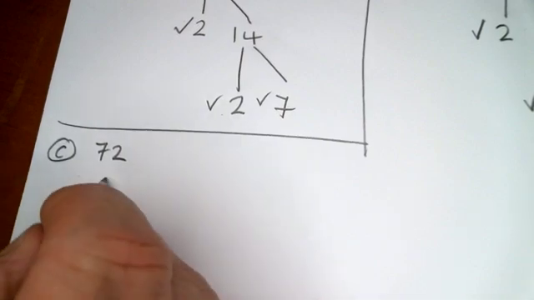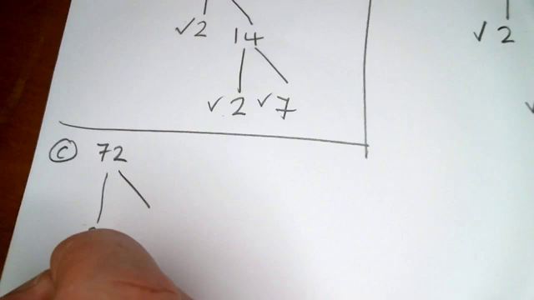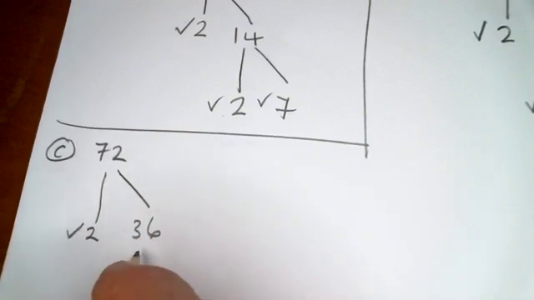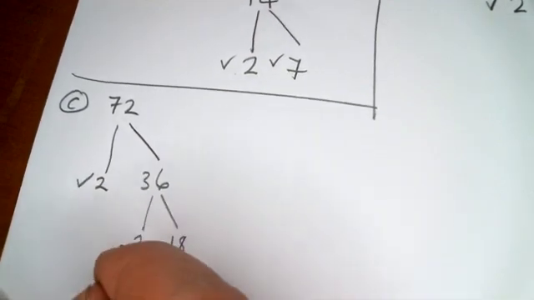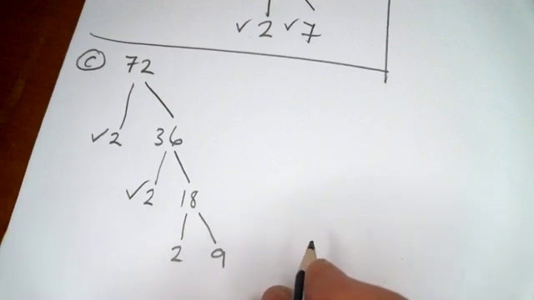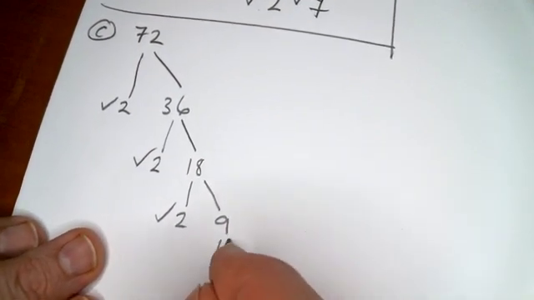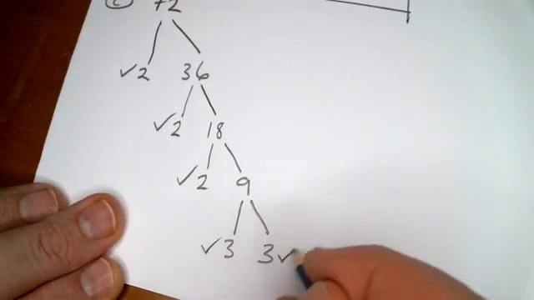So I can divide that up. I can divide it by 2, so it's going to be 2 and 36. 2 is prime, 36 is not. I can divide this up. That would be 2 and 18. 2 is prime, 18 is not. I can divide that up into 2 and 9. 2 is prime, 9 is not, but 9 can be divided into 3 and 3, both of which are prime.